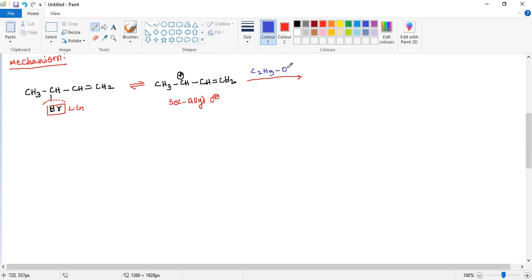C2H5OH. For our easy purpose, I am taking it like this with the two lone pairs. Clear? How does this follow SN1? One of the lone pairs can always attack here. Then how can we write the product? This nucleophile attacks the secondary allyl carbocation, this one.